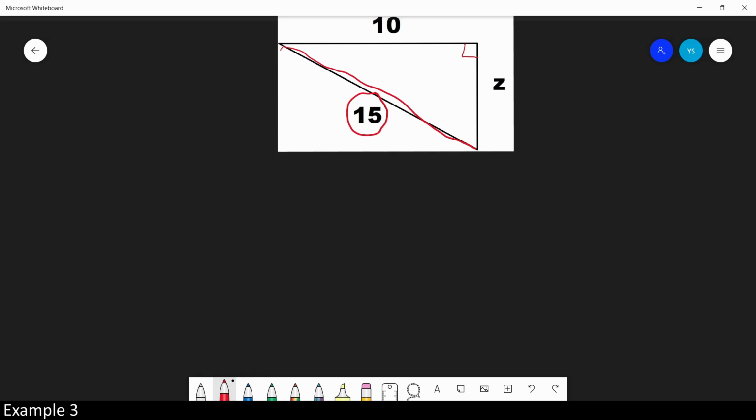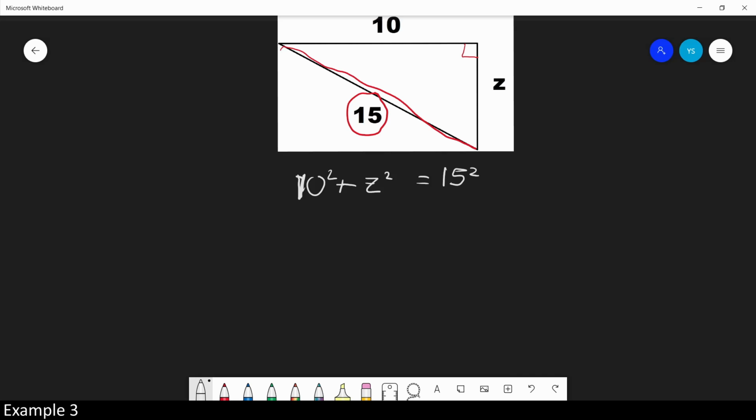And that allows us to start working on our equation, our a squared plus b squared equals c squared. We know c is 15, so I can actually chuck that in now. So a squared plus b squared equals 15 squared. A and b, again, it doesn't matter which one is which. I'm just going to say a is 10, so 10 squared. It looks like 70 squared, my bad, plus z squared. So 10 squared plus z squared equals 15 squared.